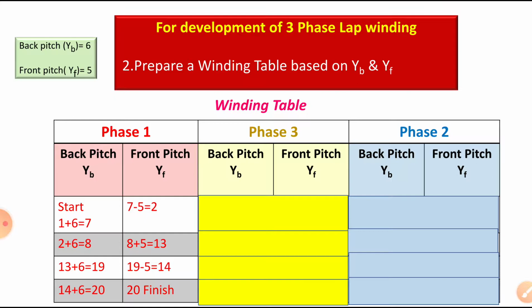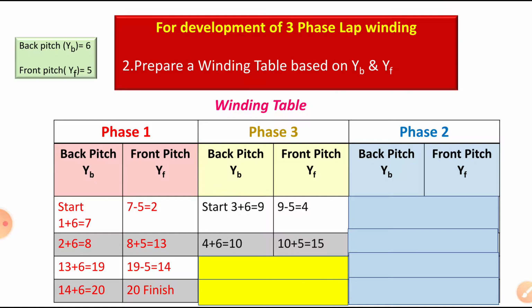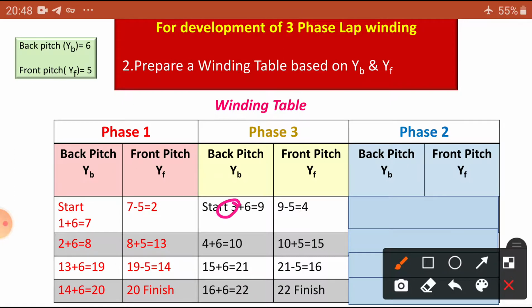Similarly, the phase 3, so we connected. Here slot 3 is allotted for this one, and 3 plus 6 is 9, 9 minus 5 is equal to 4, 4 plus 6 is equal to 10, 10 plus 5 is equal to 15, 15 plus 6 is equal to 21, and 21 minus 5 is equal to 16, and 16 plus 6 is 22. 22 is the finishing. Now here under the 22 coil we have to enter, and 3 we have to leave. Here actually what has happened? So third is the finishing, so 22 is the starting, entering current.